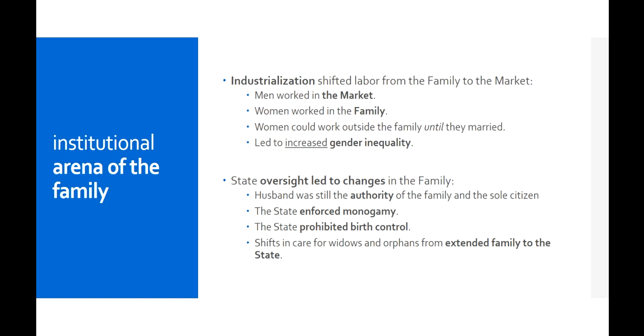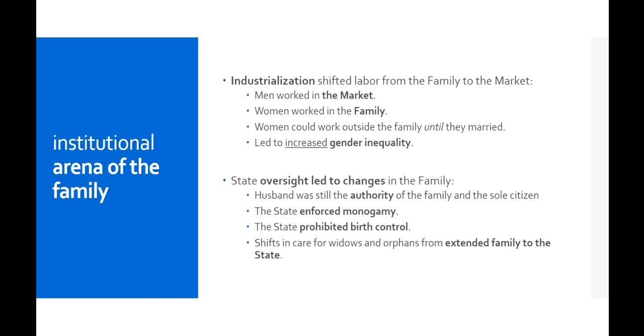But we see a shift as we move from the beginning of the 1800s to the beginning of the 1900s. We see this huge shift where the state provides more oversight into the lives of families. So the husband was still universally recognized as the authority of the family and was the sole political citizen in the household. His sons, when they reached the age of majority, obviously became citizens, political citizens, but the wife, regardless of her age, did not. So if a woman was widowed and had no adult sons, she had no political agency. The husband was seen as the authority of the family and the sole citizen.